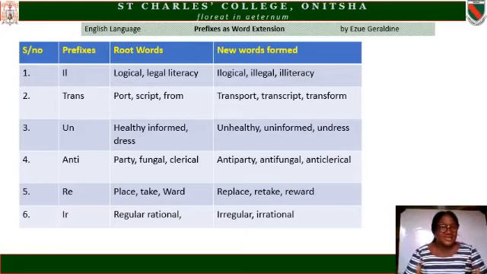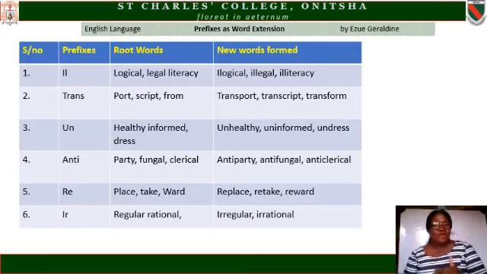The next one is anti, meaning against. Anti-party, anti-fungi, anti-clerical. These are new words we form by adding anti to party, fungi, clerical. We form anti-party, anti-fungi, and anti-clerical.